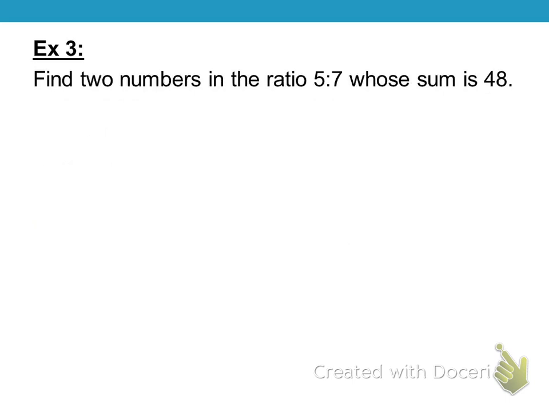All right, example 3, find 2 numbers in the ratio 5 to 7 whose sum is 48. Wouldn't you do like multiples of 5 and 7 that add up to 48? That's the basic idea. Yeah, he said multiples of 5 and 7 that add to 48, meaning like 5 times 1 and 7 times 1 and see if that adds to 48. 5 times 2, 7 times 2, see if that adds to 48.